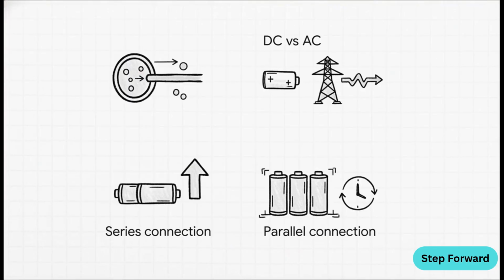So let's do a super quick recap. Electric current is just the flow of charge. DC is that one-way street from batteries, perfect for our portable gadgets. AC is the back and forth current that powers our entire grid because it travels so well. And when you're connecting batteries, remember, series gives you more voltage, more power. Parallel gives you the same voltage, but for a longer time.